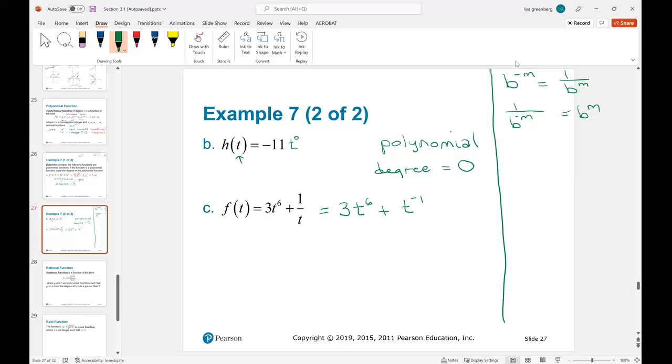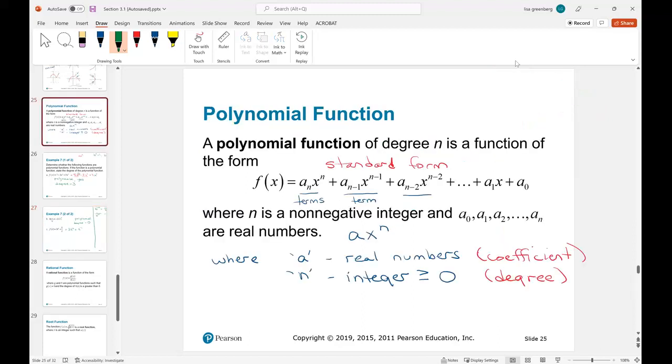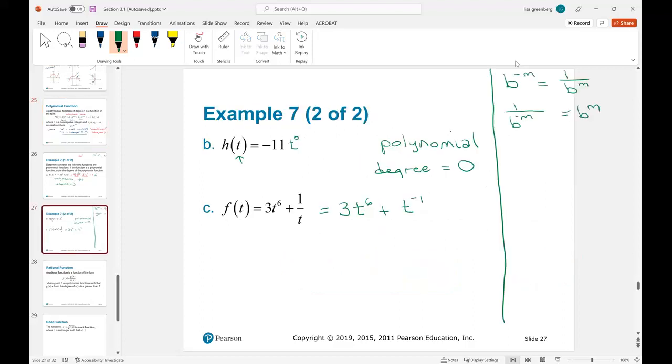Well, remember from our definition, which I think is here, yes, n is an integer greater than or equal to 0. And here, I have n is negative 1. So this is not a polynomial. And since it's not a polynomial, we don't have to worry about the degree because it doesn't have a degree, only polynomials have degrees. Okay, so hopefully now you know what a polynomial is.